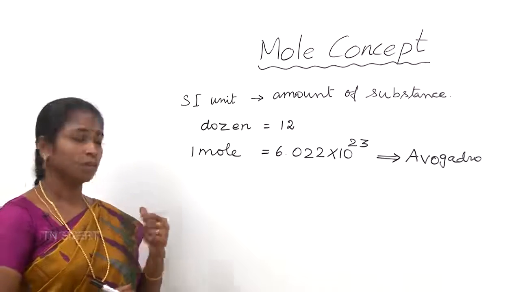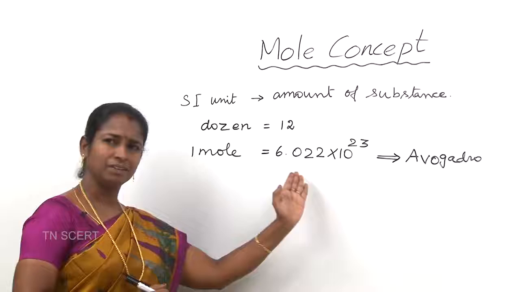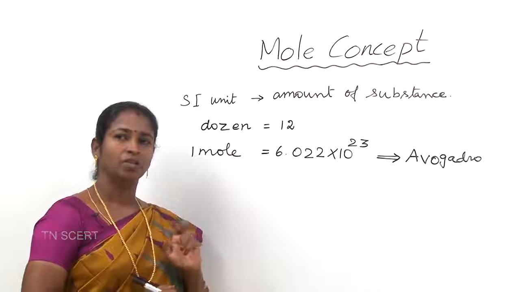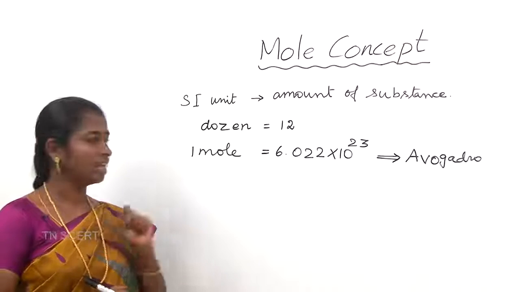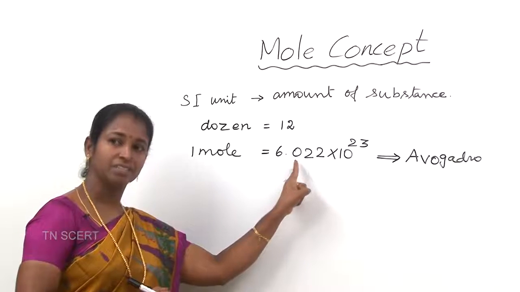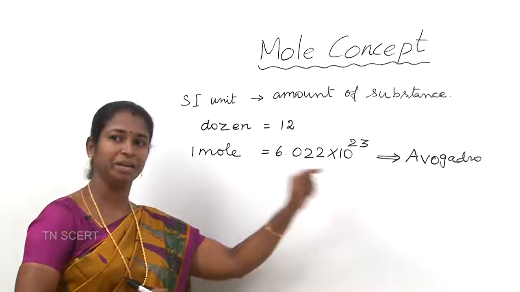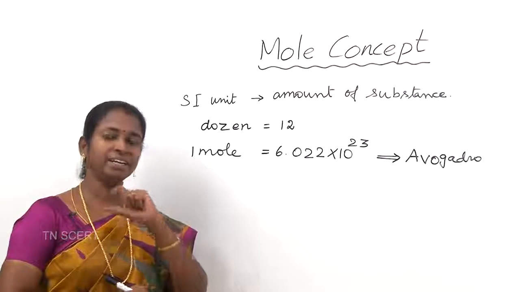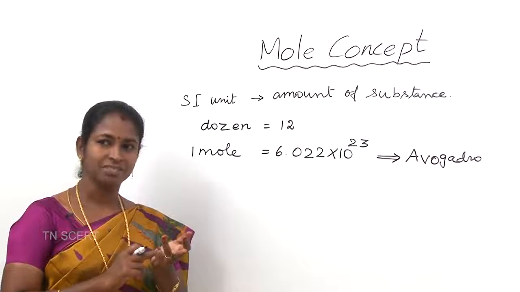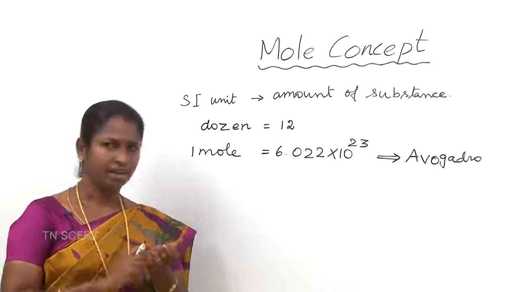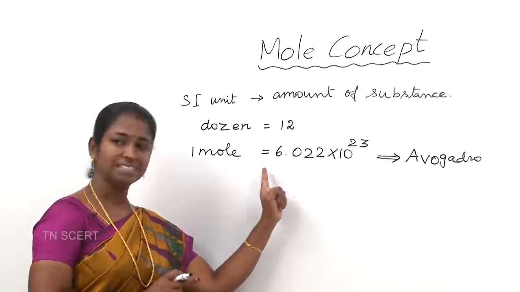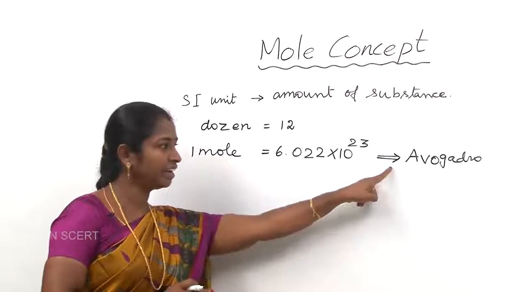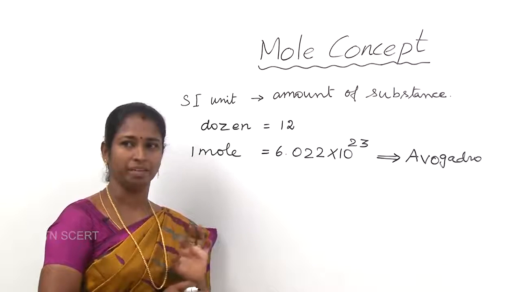So, what is the meaning of 1 mole being equal to this much number? 1 mole of any substance contains the Avogadro number of ultimate particles. The particles may be atoms, molecules or ions. So, 1 mole of any substance contains this Avogadro number of ultimate particles.